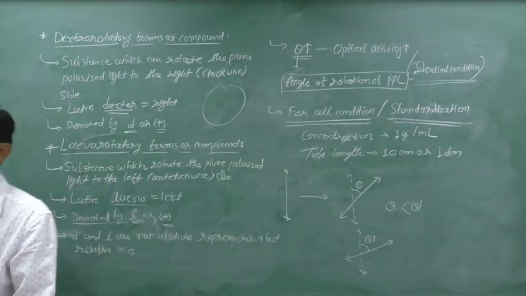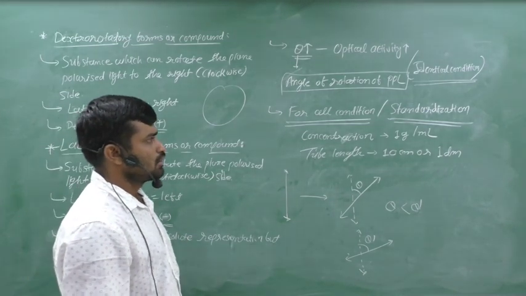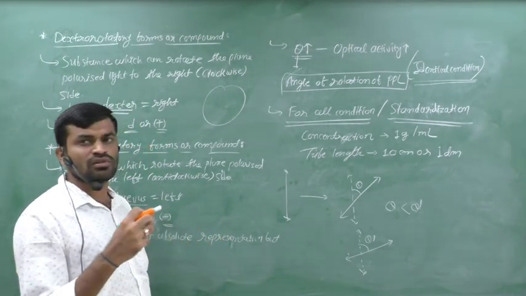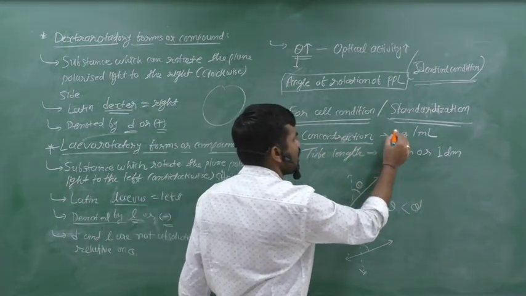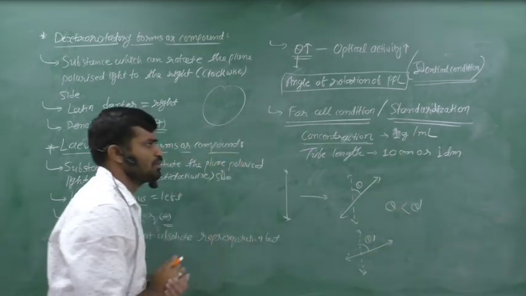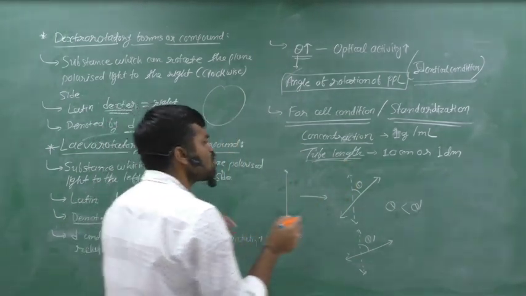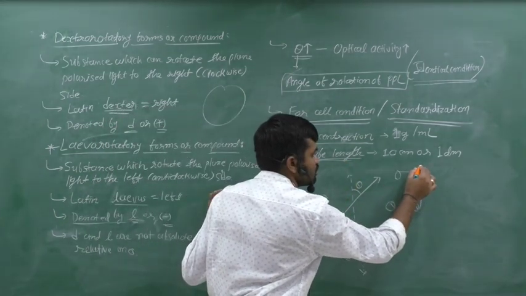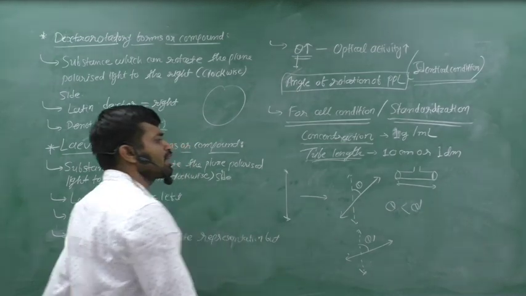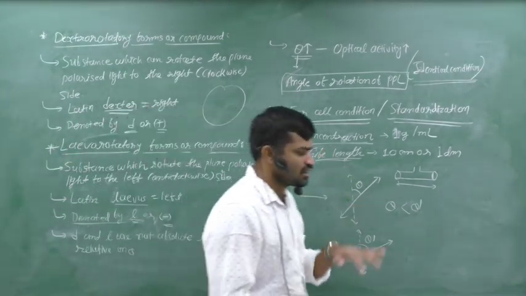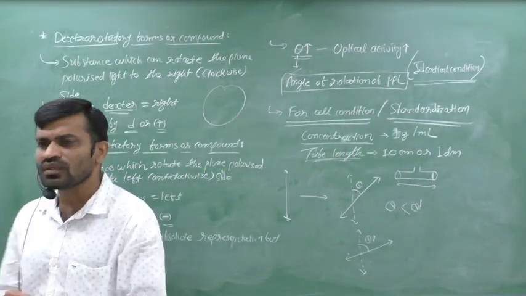What are the standard conditions for checking optical activity through the polarimeter? The concentration of the solution is generally taken as 1 gram per ml. And generally the length of the polarimeter tube is 10 centimeter or 1 decimeter. Clear? These are the standard conditions for the solution put in a polarimeter.